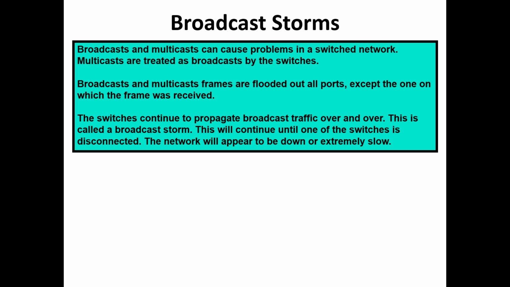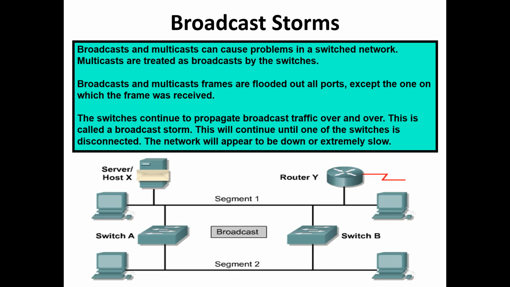What are broadcast storms? Broadcast and multicast can cause problems in switched network. Multicast are treated as broadcast by switches. Broadcast and multicast frames are flooded out all ports except the one on which the frame was received. The switches continue to propagate broadcast traffic over and over. This is called as a broadcast storm. This will continue until one of the switches is disconnected. The network will appear to be down or extremely slow.